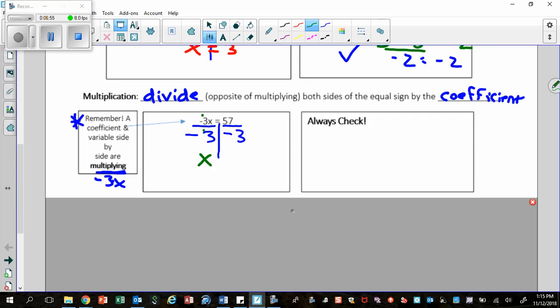And this will be familiar from the proportions unit that we did when we were dividing to solve for x in our proportions. So we have x equals, this cancels out because negative 3 divided by negative 3 equals 1. So we have 1x, we don't have to write the 1 though, equals, then you're actually going to divide 57 divided by negative 3. When you divide that, write your answer on the paper. You should get negative 19.